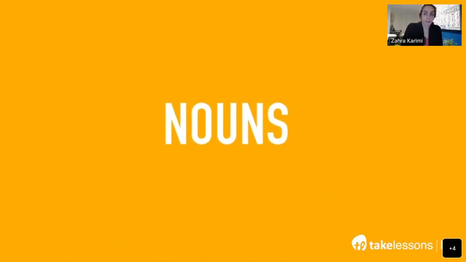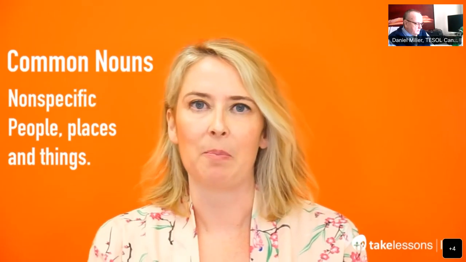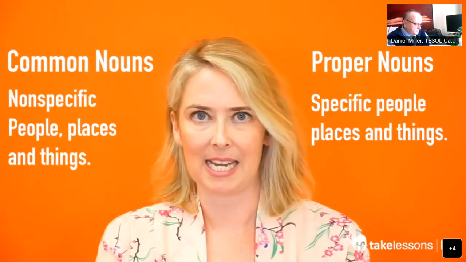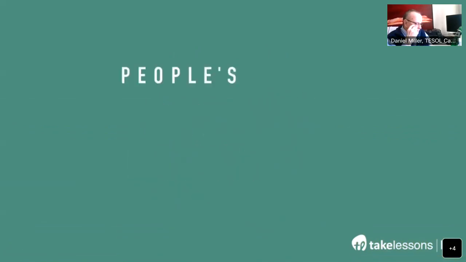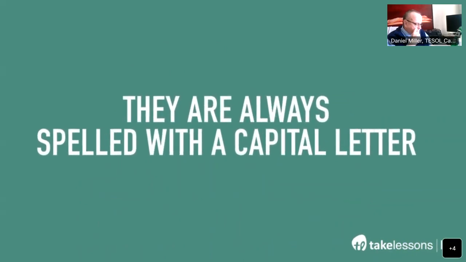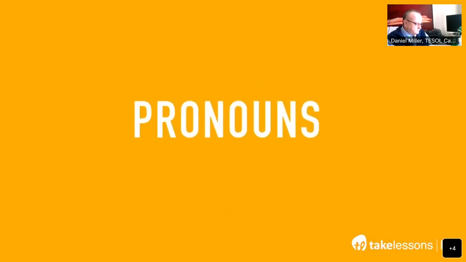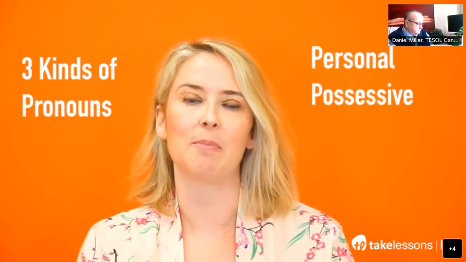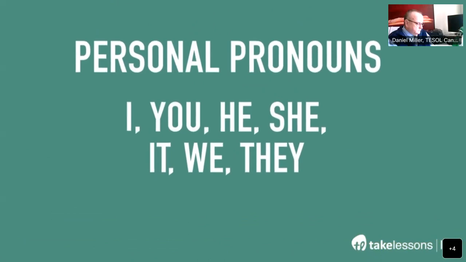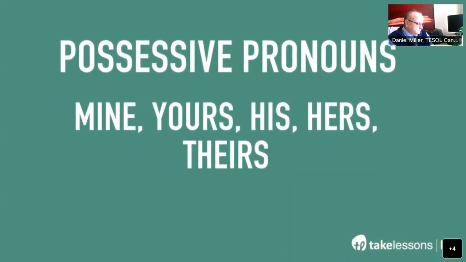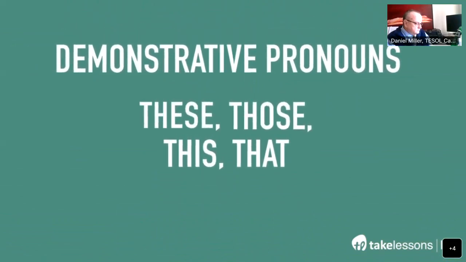Nouns are people, places, and things. Common nouns are non-specific people, places, and things. Proper nouns are specific people, places, and things. Examples of proper nouns include people's names, cities, countries, the names of streets, the days of the week, and the months of the year. They are always spelled with a capital letter. Next, let's talk about pronouns. Pronouns replace nouns. There are 3 kinds of pronouns: personal pronouns, possessive pronouns, and demonstrative pronouns. Personal pronouns are I, you, he, she, it, we, and they. Possessive pronouns are mine, yours, his, hers, or theirs. Demonstrative pronouns are pronouns such as these, those, this, and that.